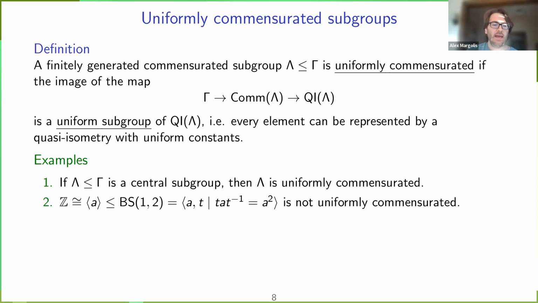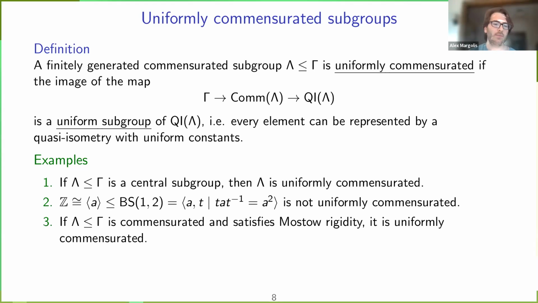If we have the infinite cyclic subgroup of the group BS12 that we talked about earlier, this is a commensurated subgroup that's not uniformly commensurated. And I already explained the geometric idea behind it. The idea is if you conjugate A by a large power of T, that corresponds to a quasi-isometry that expands or contracts A by a very large amount. And by taking a sufficiently large power of T, you can get quasi-isometry constants that are arbitrarily large. So this is a group that's not uniformly commensurated.